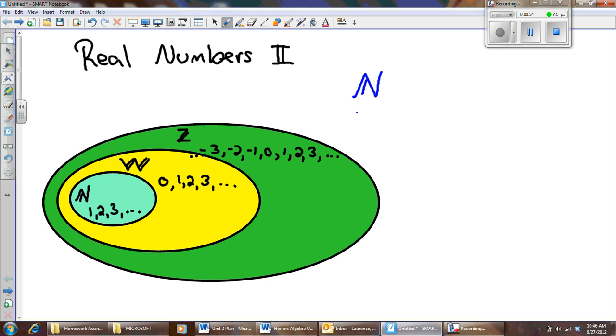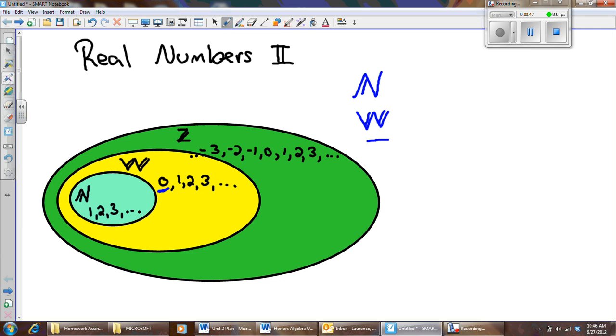Okay, and then we learned about the whole numbers. And the whole number symbol is W. And they're just like the naturals in every way, except they include this guy right here, the 0. 0, 1, 2, 3 on forever in that pattern. And no decimals, no fractions.